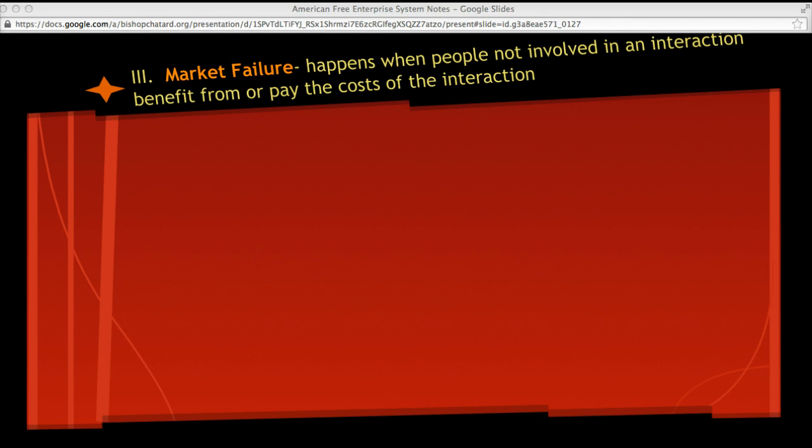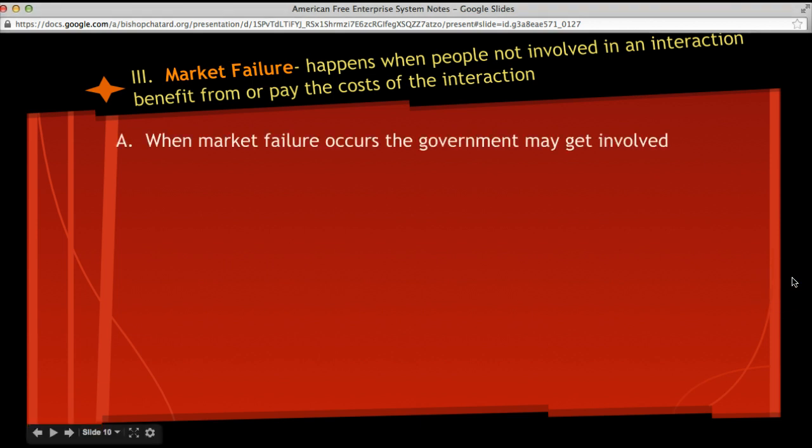Now, what we have going on in a modified free enterprise economy or a mixed economy is that we are trying to control for market failure. So market failure is something that really only happens, or tries to only happen, in a pure market system. When market failure does occur, the government may try to get involved. They may get involved to either stop things that are happening that are negative, so stop costs that are happening to third parties, or they may get involved to try and encourage positive things to continue happening.